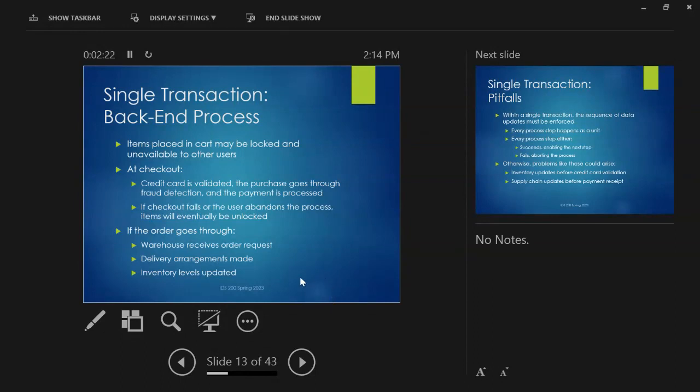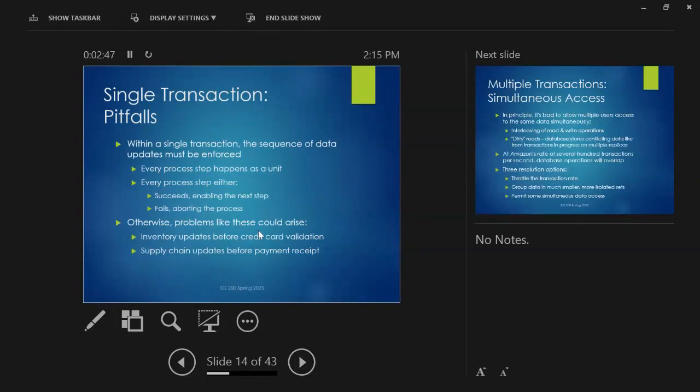Anyway, if the order goes through, the warehouse people are going to receive that order request and get such and such a book out the door. They'll make delivery arrangements with the supply chain people, probably an Amazon truck. They'll figure out which truck it's going to go on, and they'll give you an estimated delivery time based on that route. And then the inventory levels will get updated. Say, we have one less of these things in stock. Maybe we need to order some more.